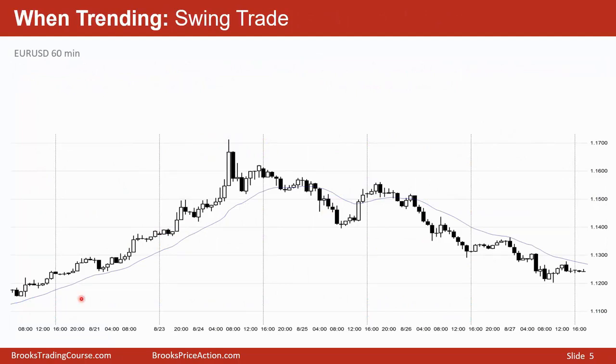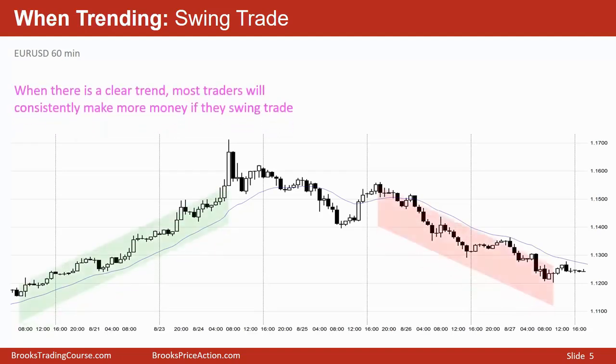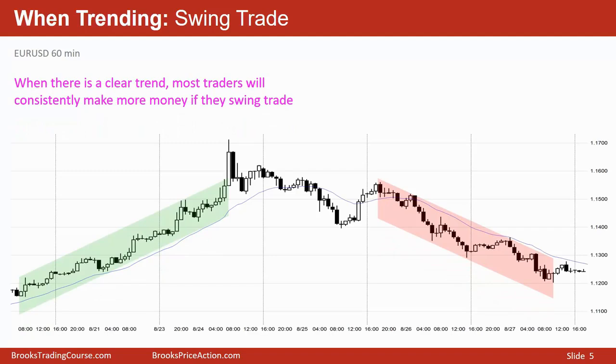Look at this. This is a 60-minute chart of the euro versus the dollar. Clearly trending up, clearly trending down. And most traders make more money if they look for times when the market's doing that or that, and then swing trading. Swing trading is better for the vast majority of traders, but it only is easy to do when the market is clearly trending.